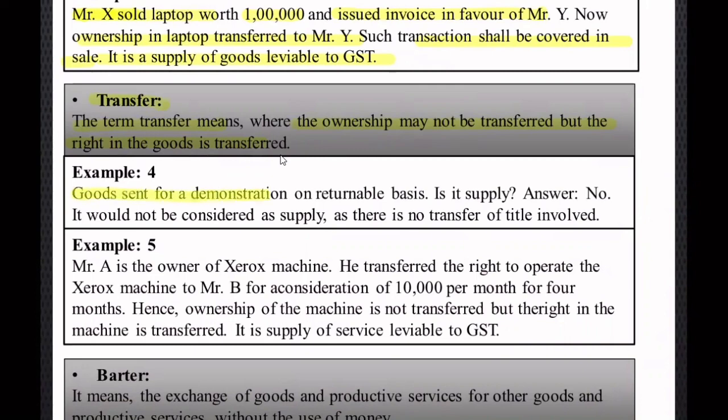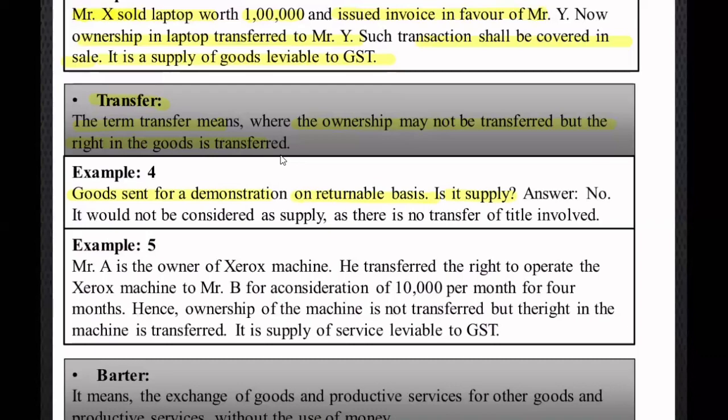Example, goods sent for demonstration on a returnable basis. Is it supply? If you're sending goods for demonstration on a returnable basis, do you think that it should be constituted as a supply and should attract GST? Definitely not. Correct. But if I say that it went for demonstration and there only it is sold, now don't you think that supply should be there?